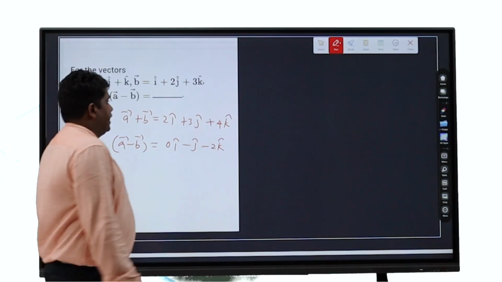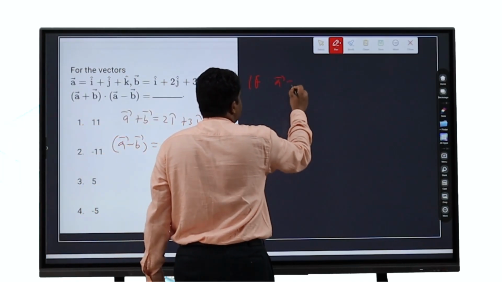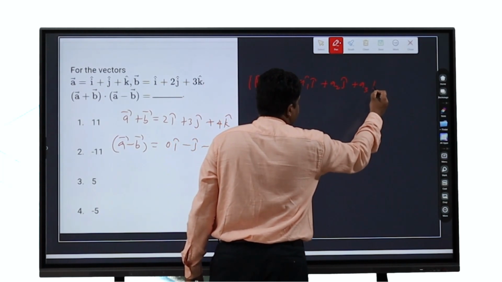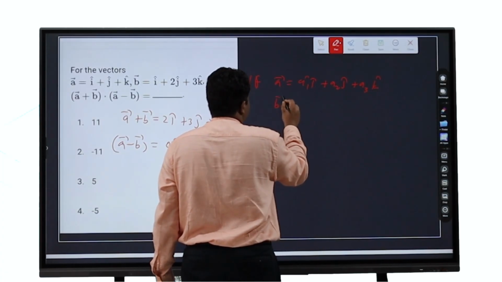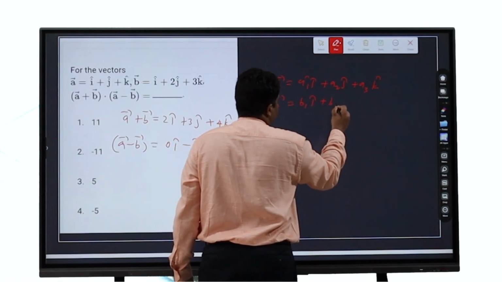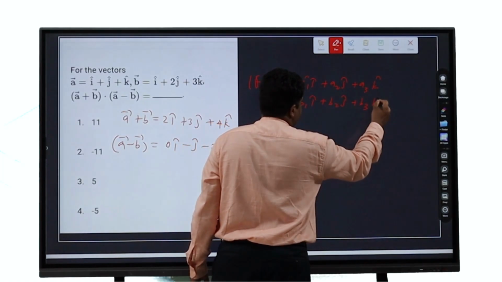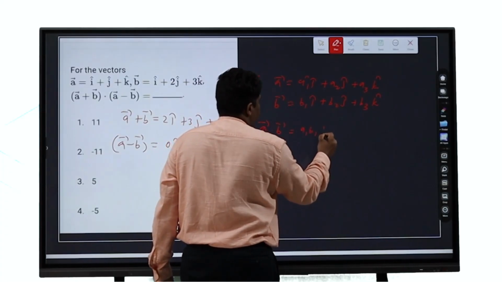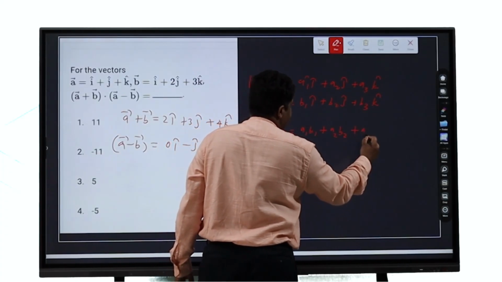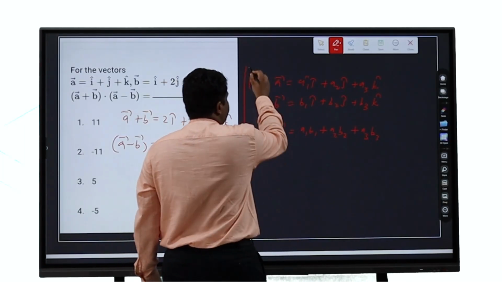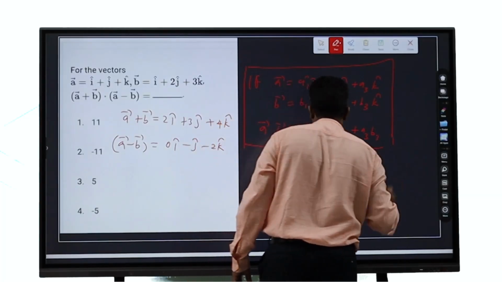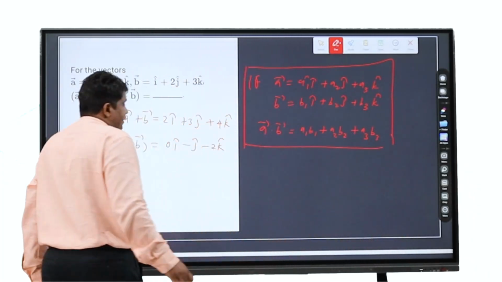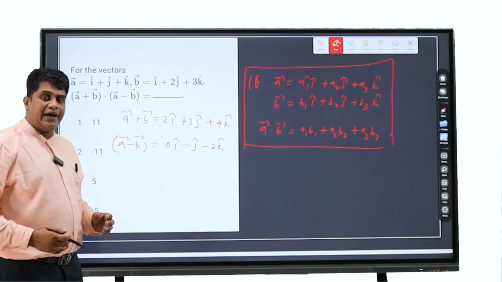This is A minus B. If a vector A is given, A1i plus A2j plus A3k, and vector B is equal to B1i plus B2j plus B3k, then A dot B is given by A1B1 plus A2B2 plus A3B3. If two vectors are given, the angle between them is not given, so we can multiply the corresponding scalar components and then add. Then we will get the dot product.